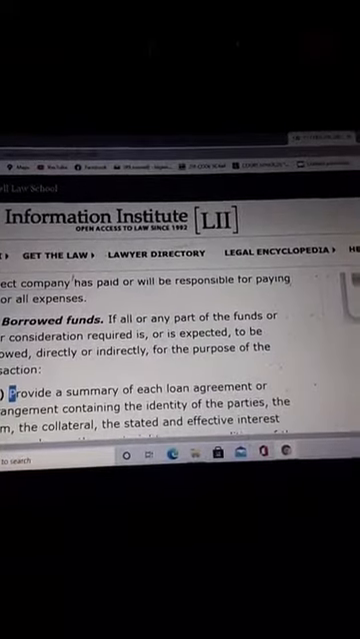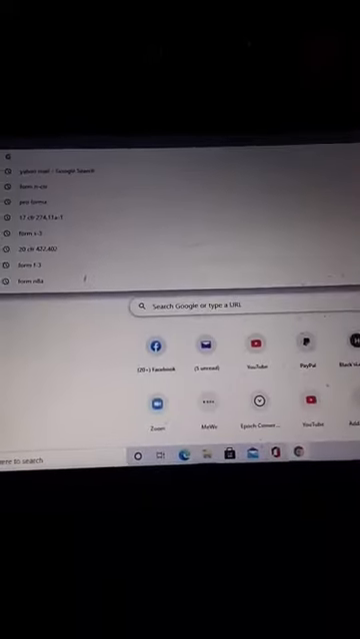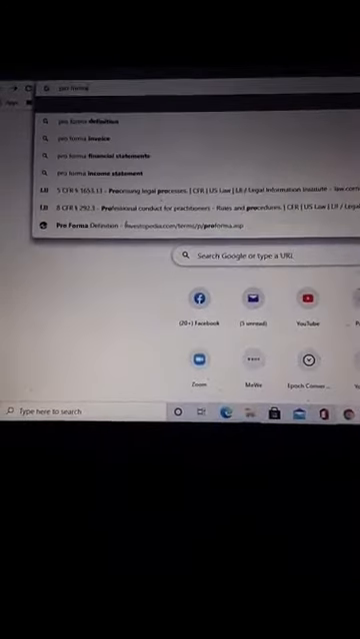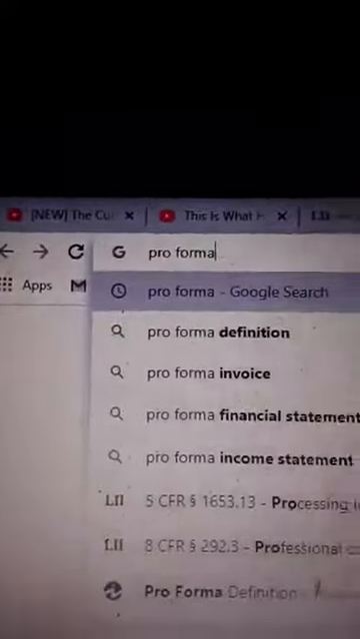But before we go any further, let me just show you what I'm talking about. In this, within the codes here, they use this word, pro forma.